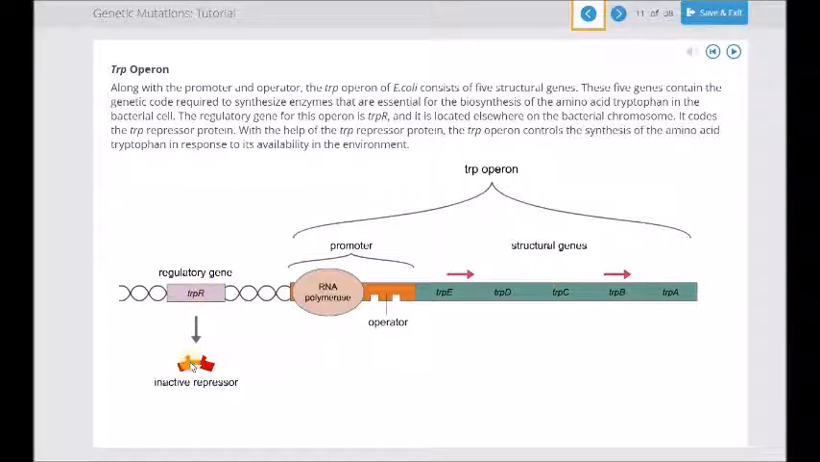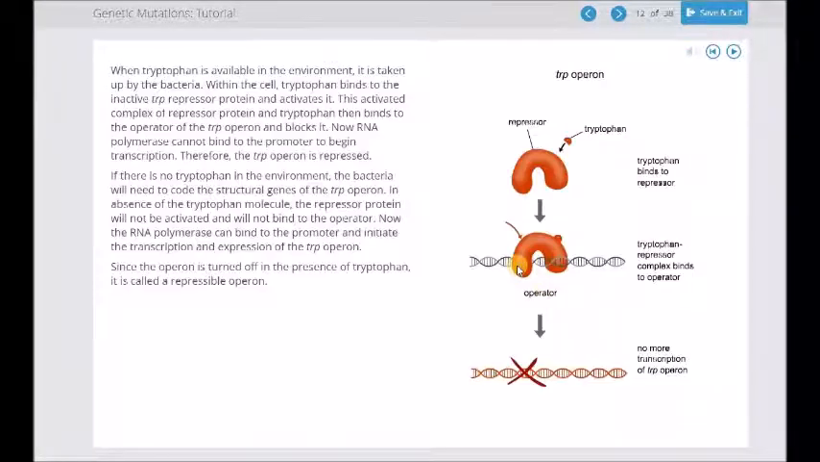So there's tryptophan around here. This stays over that switch and it can't start. If there's not enough tryptophan, then this comes off and we start making tryptophan. And that's exactly what this explains here. This repressor is what I was just showing you.